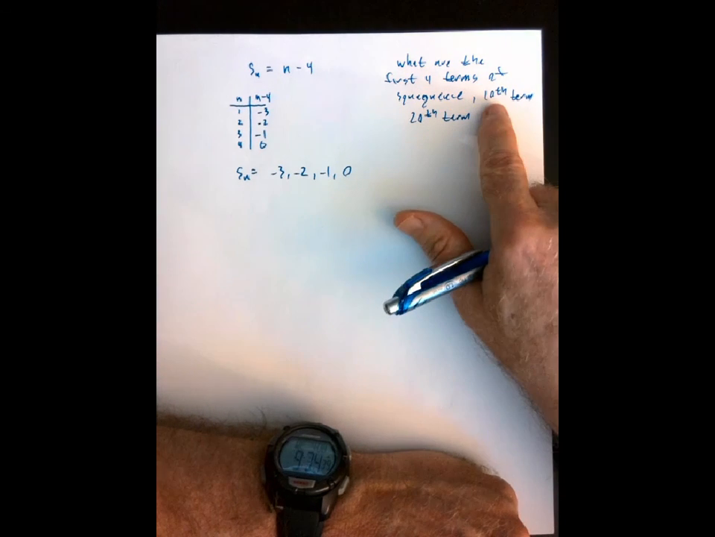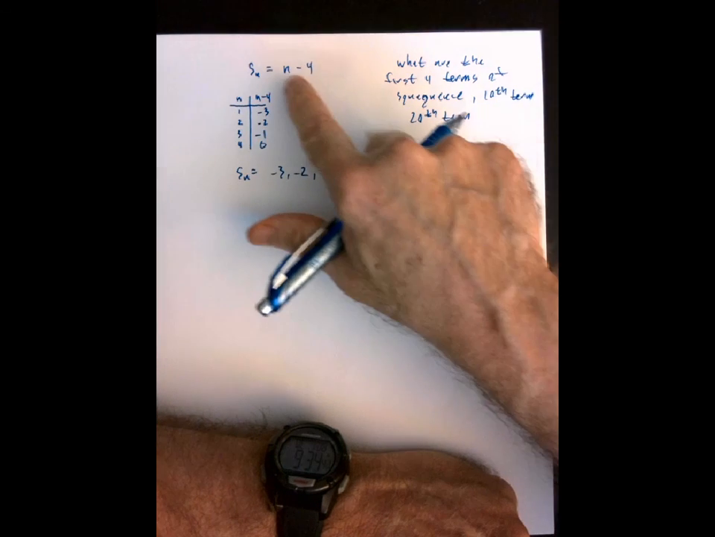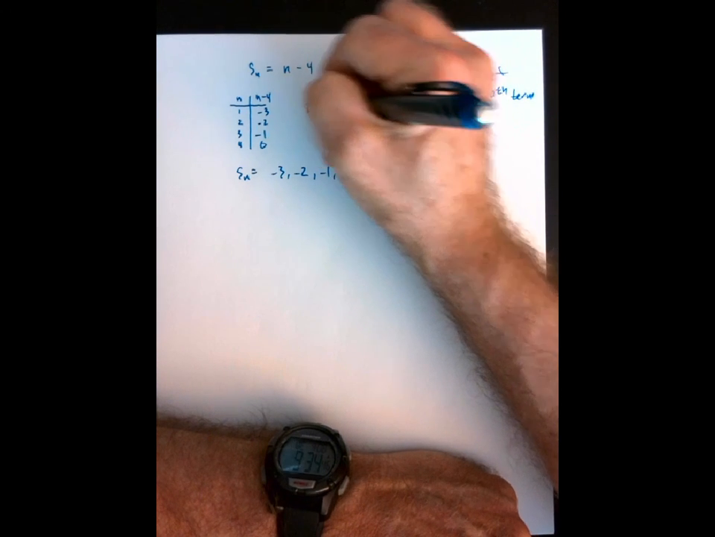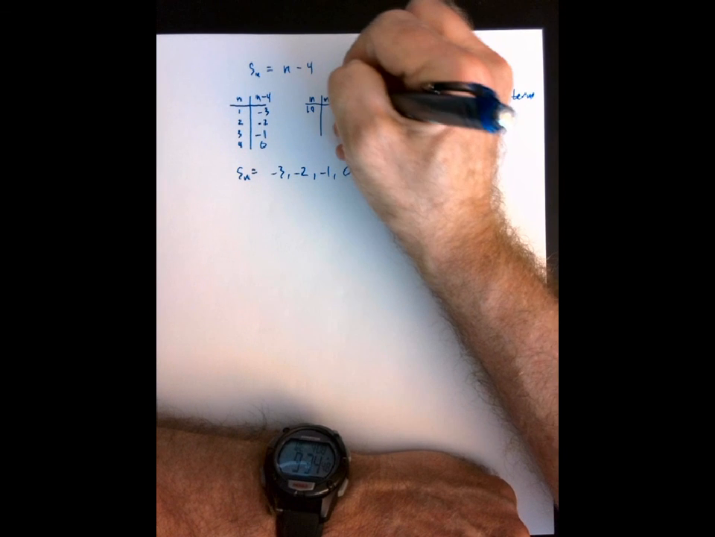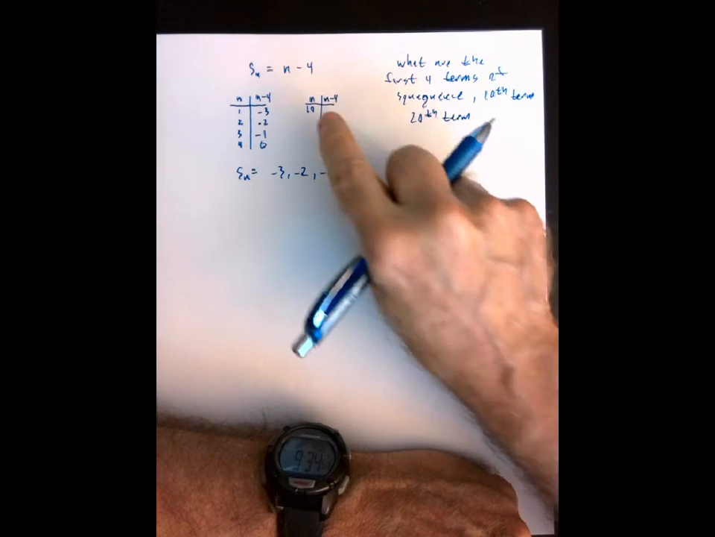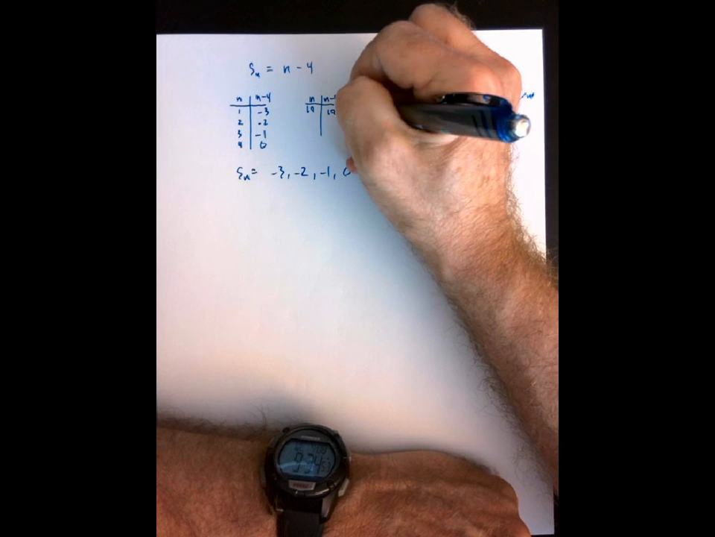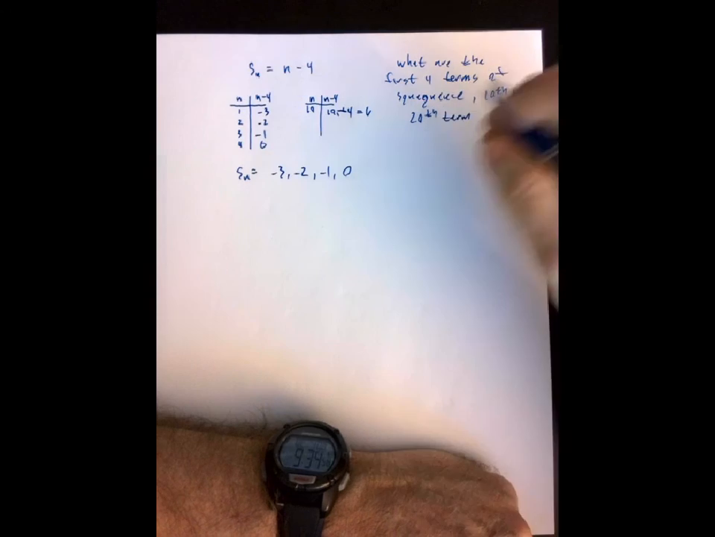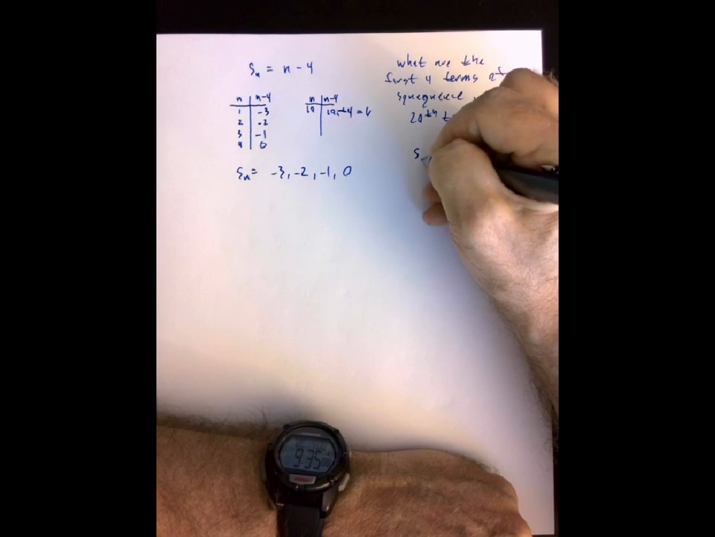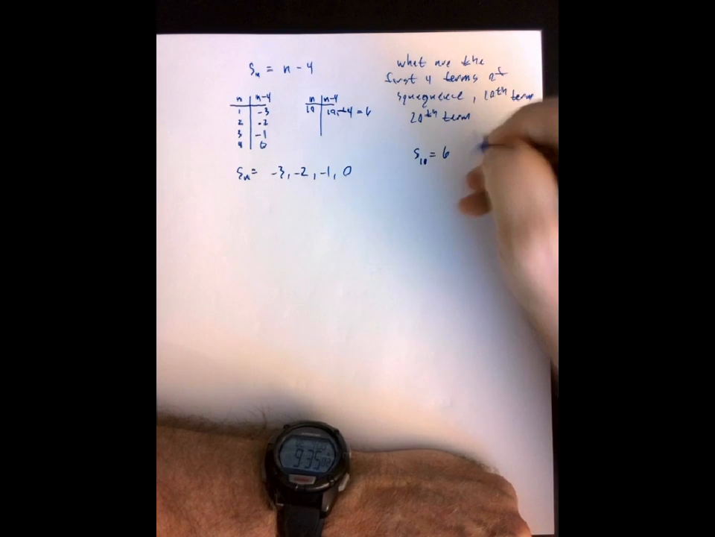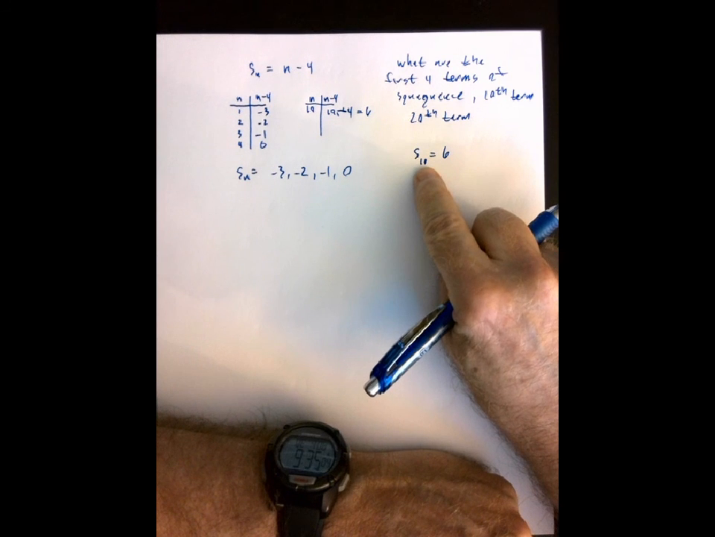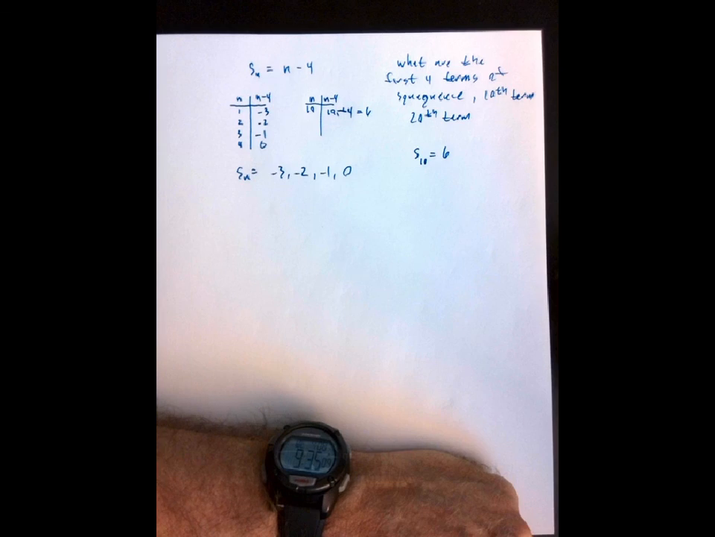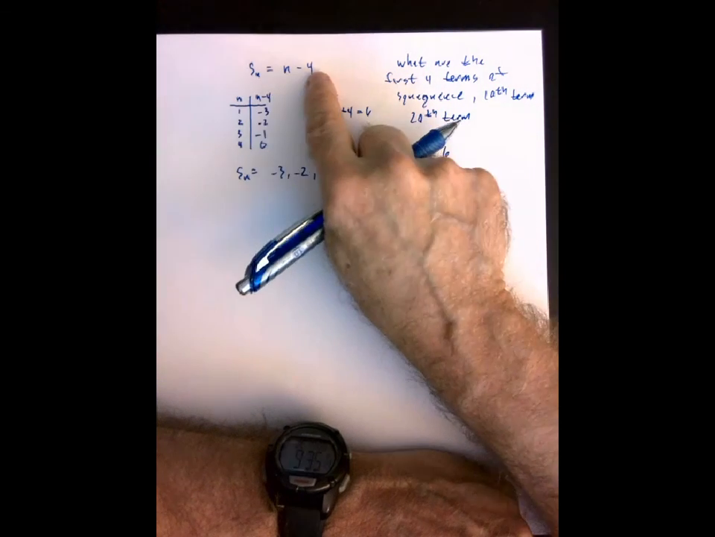So if we want to know the 10th term, we put 10 in for n. I'll put it over here to kind of continue. Here's n minus 4. So this would be 10 minus 4, right? Which is, of course, 6. And so we would say s sub 10 is equal to 6. That says the 10th term of this sequence is equal to 6. Why? Because 10 minus 4 is equal to 6.